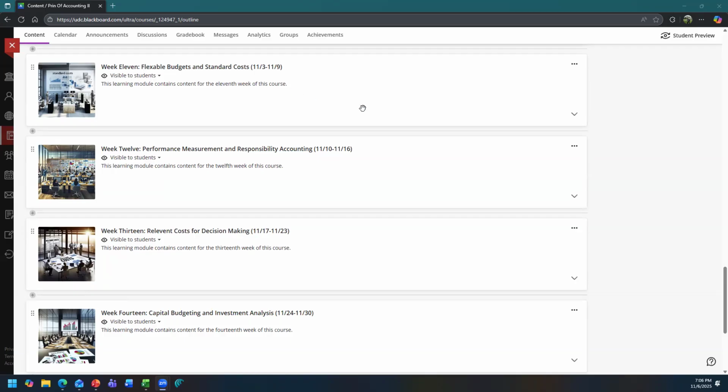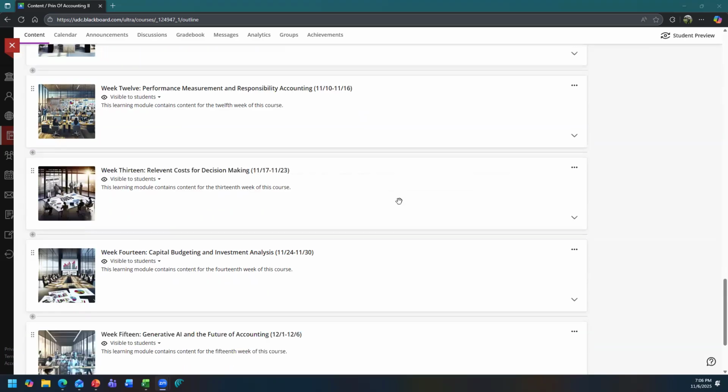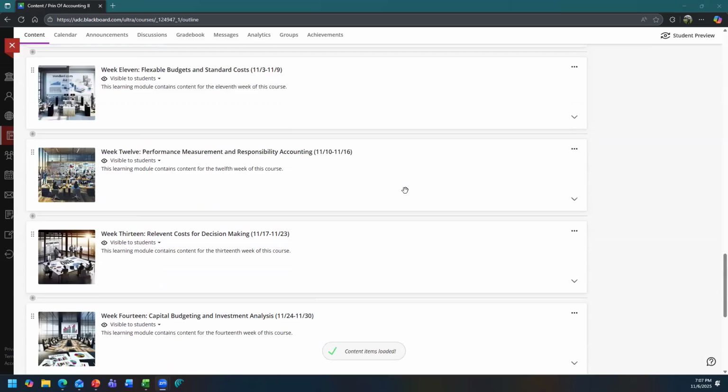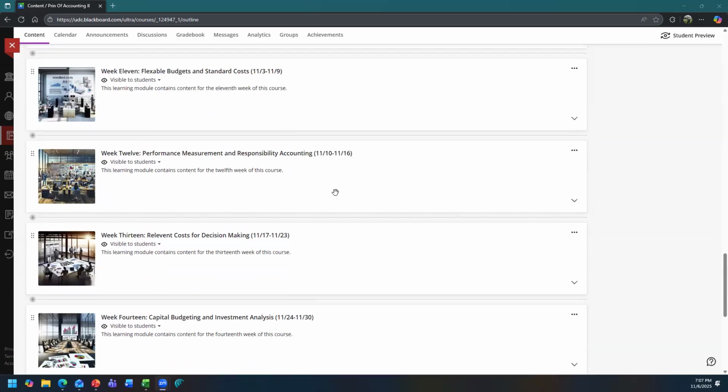Next week we'll roll into performance measurement and responsibility. I believe that we have a holiday this coming Tuesday, which is Veterans Day, so we'll have class on next Thursday and talk about performance management responsibility then. After that, we'll roll into relevant cost decision making, capital budgeting, and then we'll wrap up the semester. So that's where we are. It goes by quickly, so let's keep up the positive momentum and keep the ball rolling.